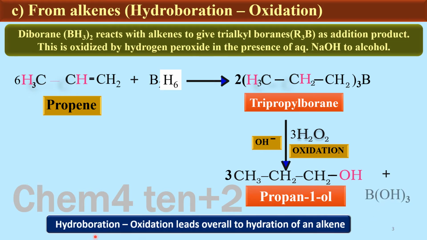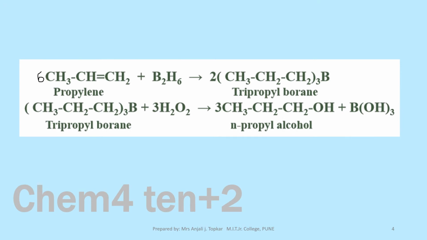So hydroboration and oxidation leads overall to hydration of an alkene. So this is how the reaction is taking place. The alcohol obtained is in excellent yield. Here you can find the balanced reaction of hydroboration of propene. Propene undergoes hydroboration to give you tripropyl borane, and tripropyl borane on oxidation with hydrogen peroxide gives n-propyl alcohol or propan-1-ol.